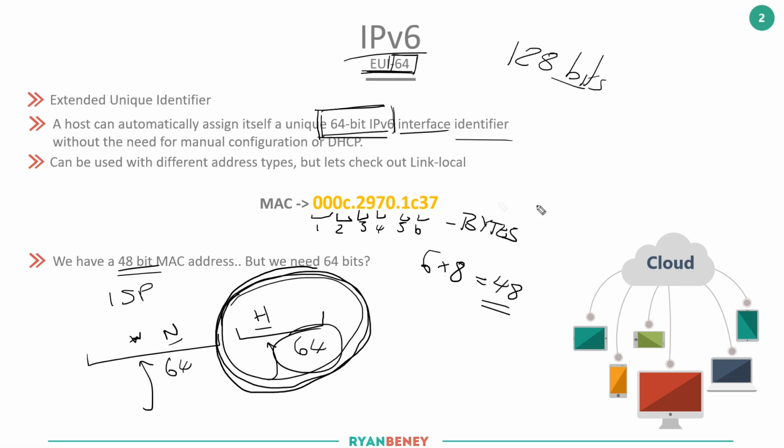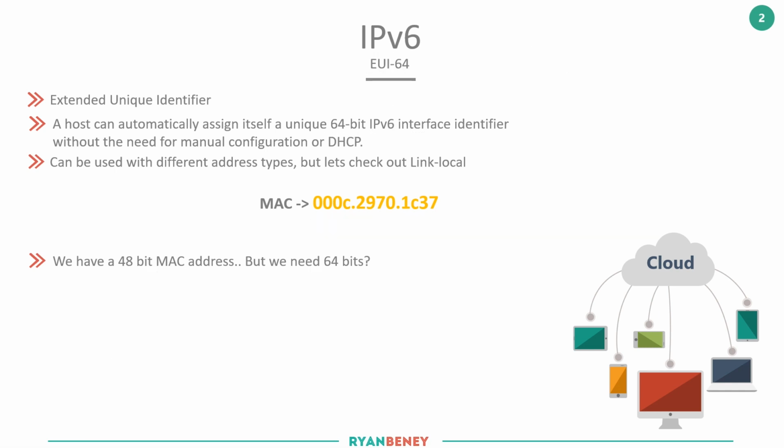Okay, so we know about MAC addresses, the bits and the bytes. The reason that's important is because in a minute we need to break up the MAC address, so we need to keep that fresh in our minds. If the MAC address is 48 bits, but the host portion of the IPv6 address is 64 bits, what do we do? How do we make up those missing bits? It's pretty simple. We add FFFE into the middle of the MAC address. It sounds a bit weird, but let me show you what I mean.